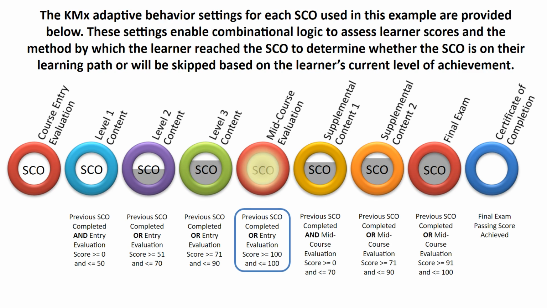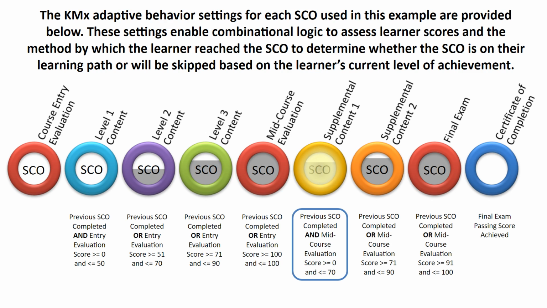The mid-course evaluation is accessible once the previous SCO is completed or entry evaluation score greater than or equal to 100 and less than or equal to 100. Mid-course evaluation score now determines adaptive learning moving forward. Supplemental Content 1 is delivered if previous SCO completed and mid-course evaluation score greater than or equal to 0 and less than or equal to 70.